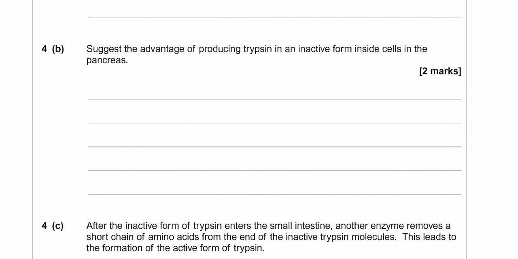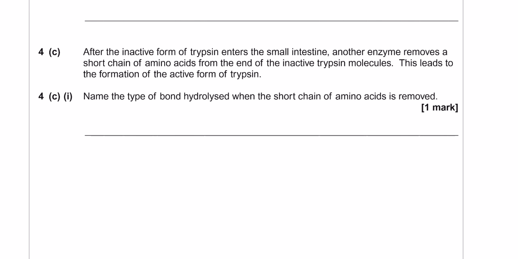Next question says suggest the advantage of producing trypsin in an inactive form. If you think about it, you don't really want protease to be digesting proteins inside the cell. So it doesn't digest proteins inside the cell. And for the second point, so that the cell or the tissue or the pancreatic parts of the cell are not destroyed or damaged. I think some of you again didn't go on to say that. That's all it was looking for in that exam question.